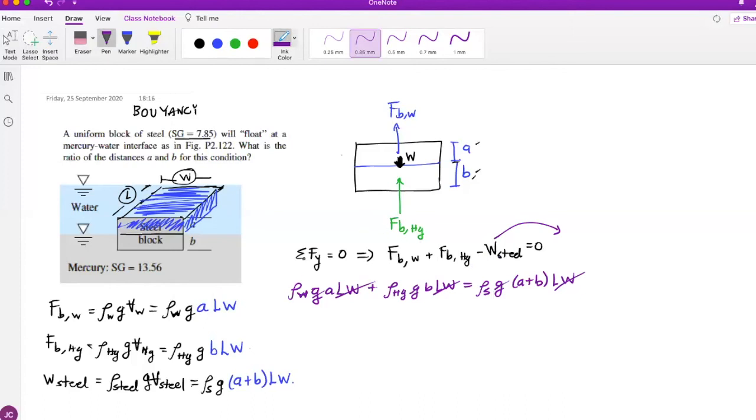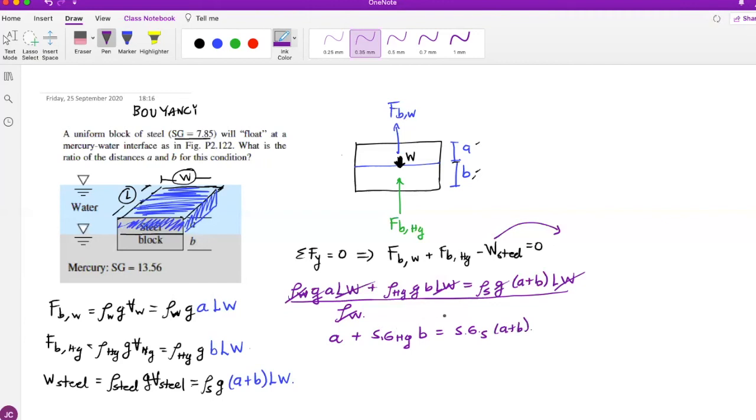And with this, I will divide everything by the density of water, so I can get just the specific gravity of all these substances. In this case, this one is just one. So I will leave myself with this equation, which is A plus a specific gravity of mercury, B equals a specific gravity of the steel, A plus B.